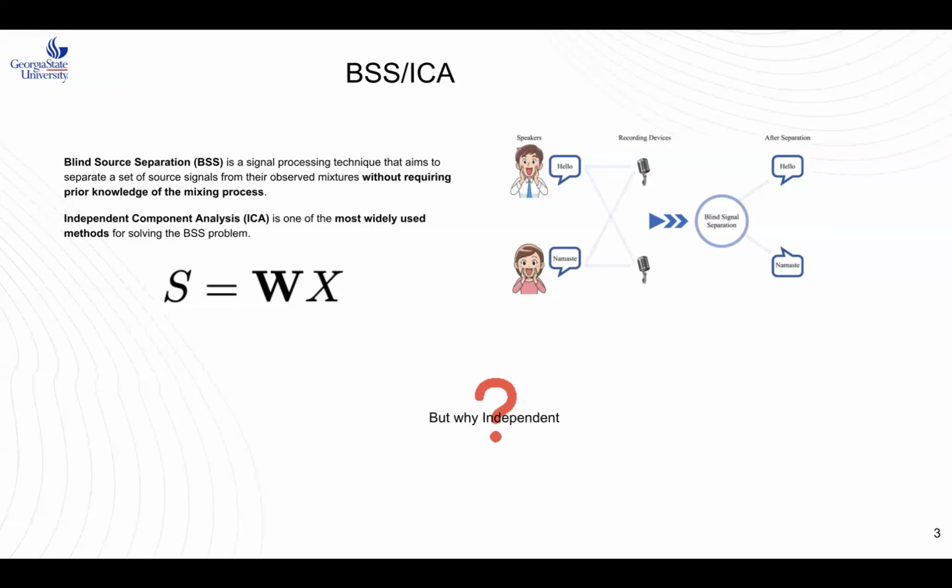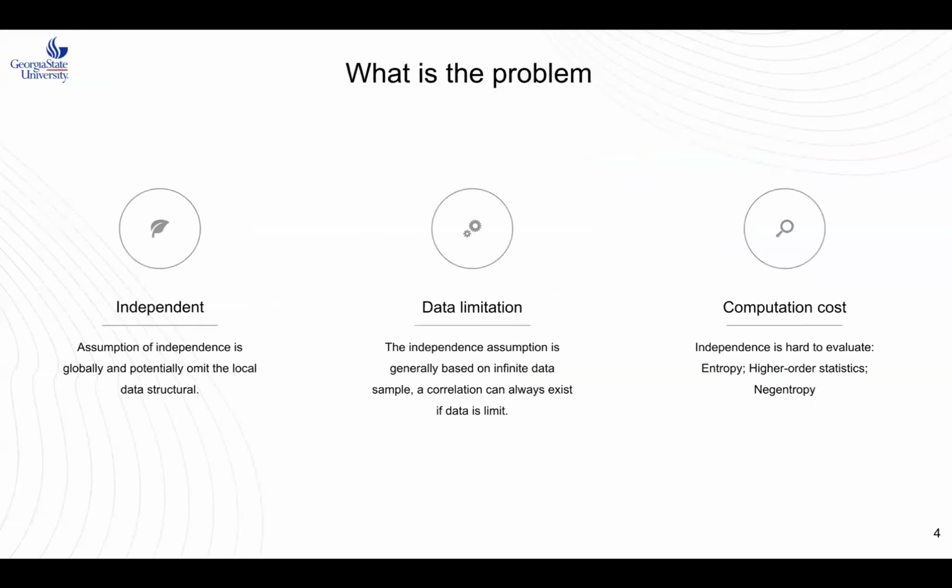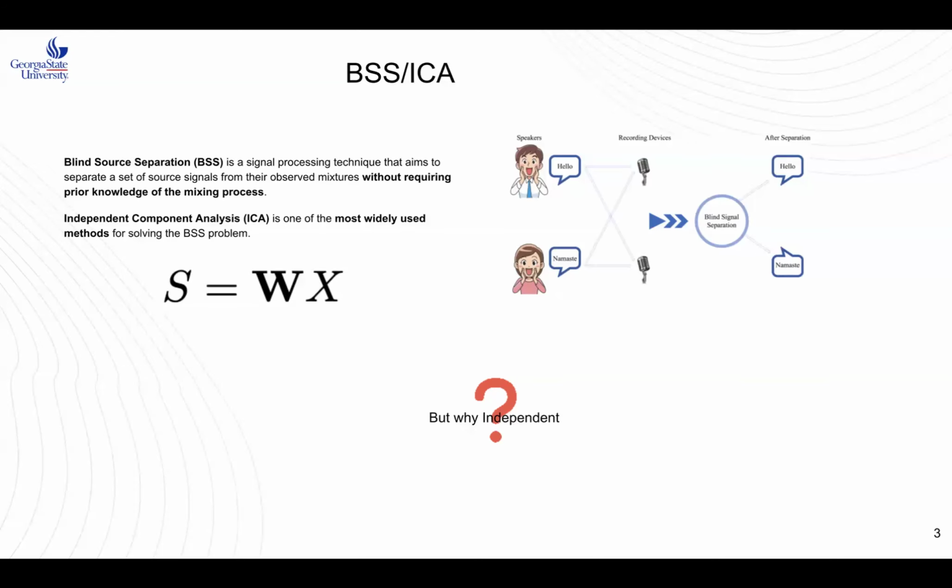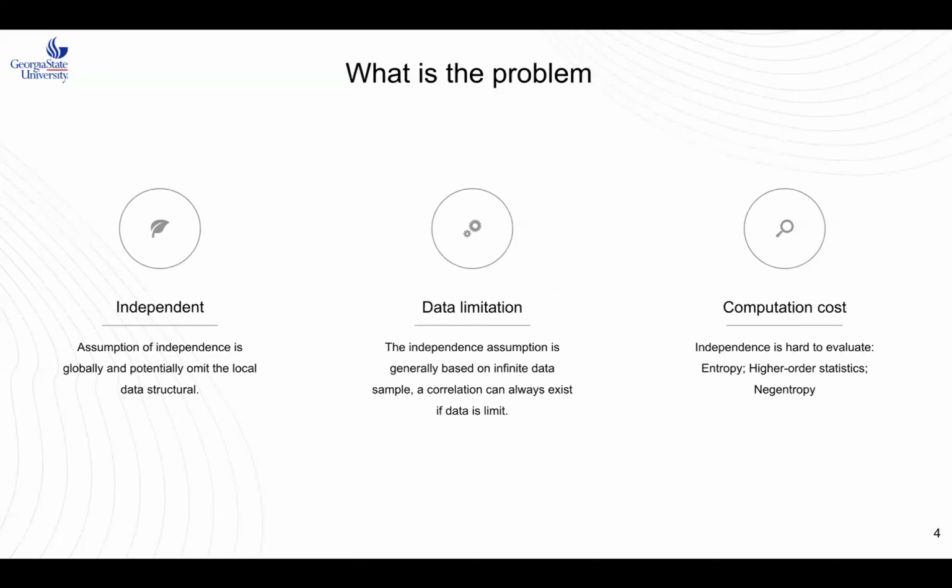But why independence? Let me think. So why independence here? Then I came across some problems. The assumption of independence is global and potentially omits the local data structure. When you are trying to separate the components, you assume the entire data are independent of each other. But sometimes this is not true. When we have limited data samples, you cannot say they are exactly independent, or you cannot use independence, because they can potentially have strong correlations.